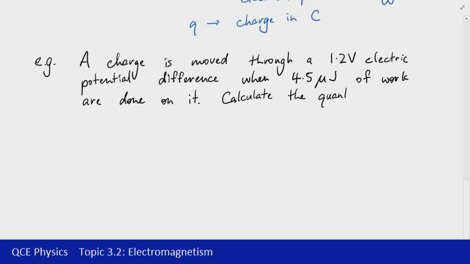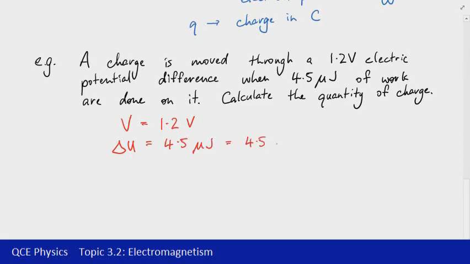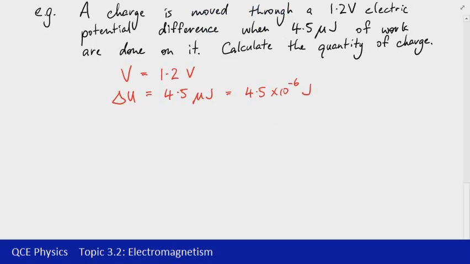So the first thing to do here, as I've suggested a number of times before, is to list out the quantities that you've been given. We know that V here is equal to 1.2 volts, and we know that the amount of work, delta U, is equal to 4.5 microjoules, which we can write as 4.5 by 10 to the negative 6, remembering that micro means a factor of 10 to the negative 6. And so the only thing that we then need to do is to calculate the charge.